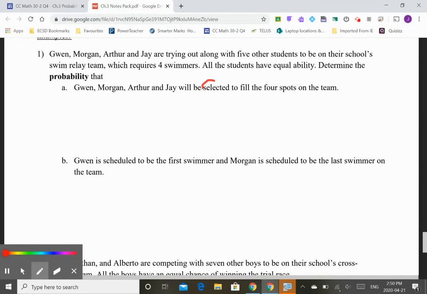We can see that we have a selection here. We can also see that Gwen, Morgan, Arthur, and Jay are not given a specific order or specific position to fill. This is strictly a selection, which means we are talking about a combination. So we will use combinations to help us calculate. You'll also notice that the question doesn't ask in how many ways can they be selected. The question is, what is the probability that they are selected?